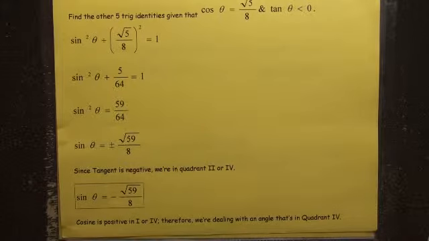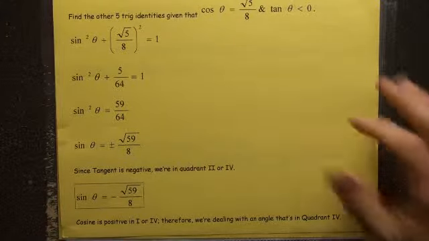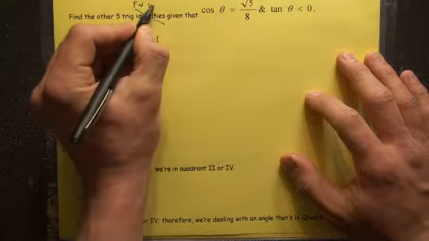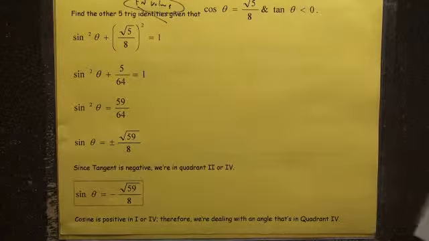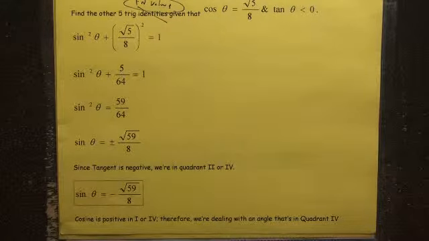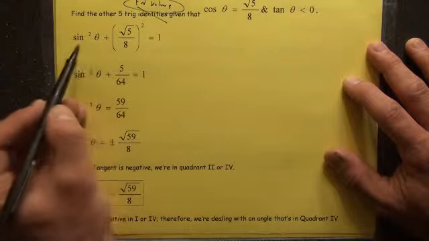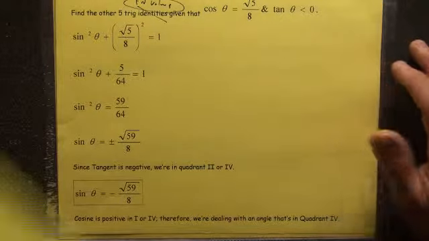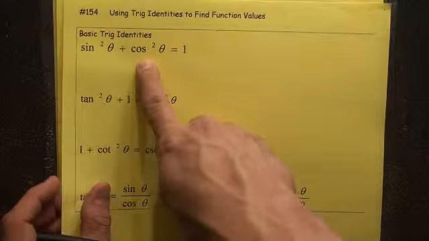Find the other 5 trig function values. There you go. Given that cosine theta equals root 5 over 8 and tangent is negative. Alright. First thing we do is we use the sine squared plus cosine squared equals 1. So, use this formula right here.